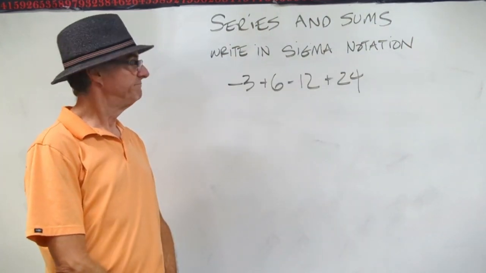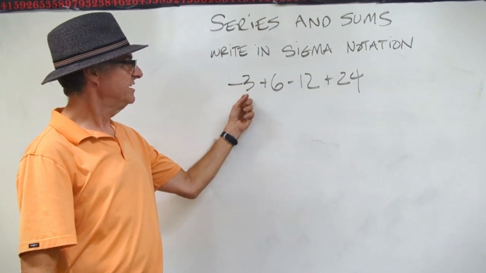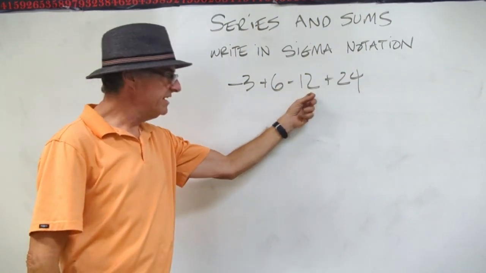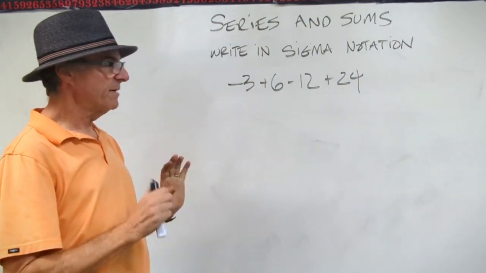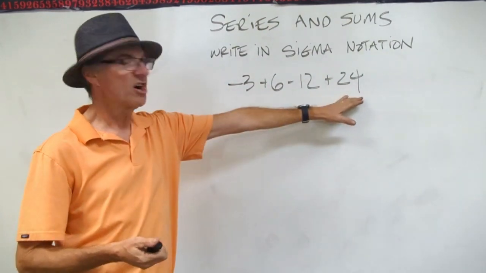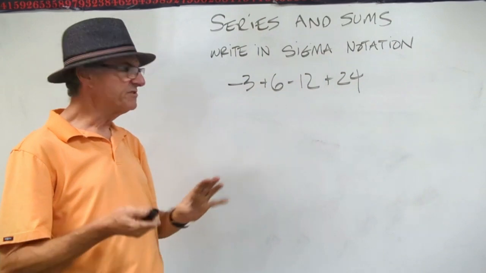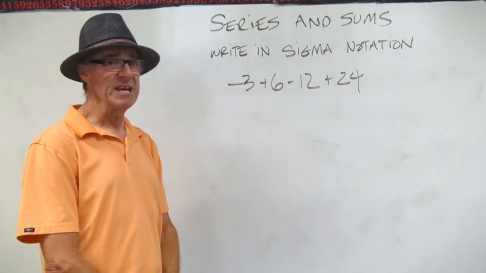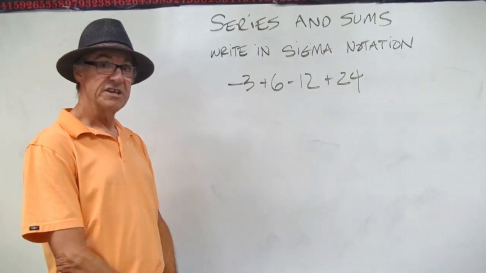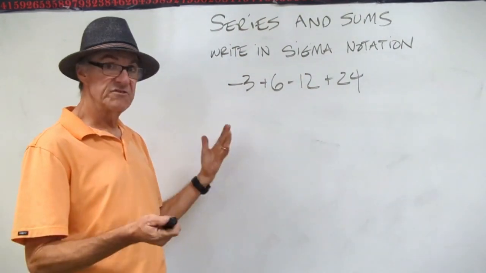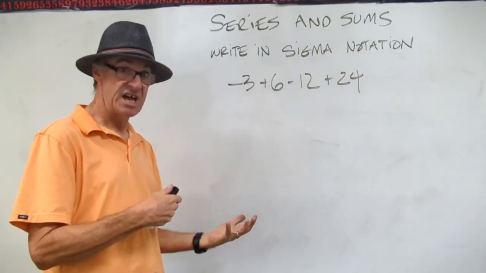All right, here's another one. Minus 3 plus 6 minus 12 plus 24. So we've looked at a bunch of sequences that have these characteristics. So I want you to pause the video, analyze what's happening, and see if you could write this in sigma notation.